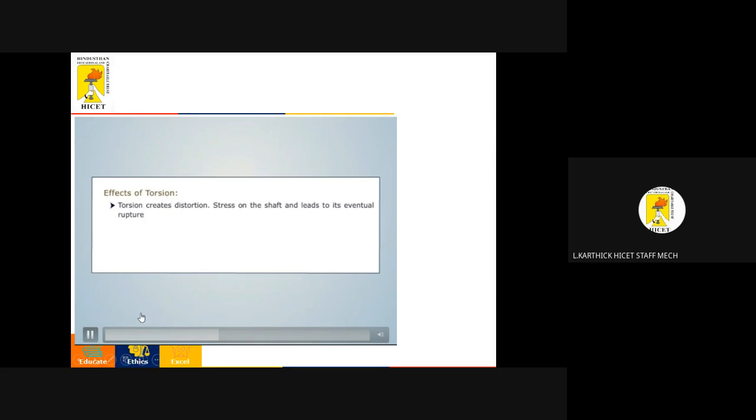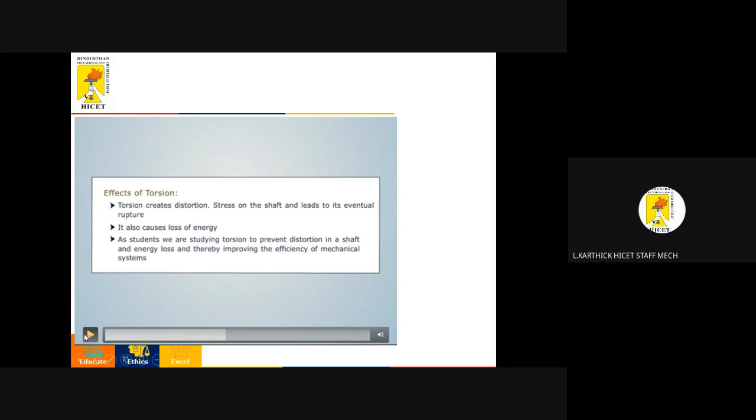So what are the effects of torsion? The torsion creates distortion and stress on the shaft, and it leads to its eventual rupture. It also causes loss of energy. Why? Because in the first picture, the shaft rotates without any disturbance, with no twisting movement. But once one end of the shaft is arrested and the other end tends to move, there will be a formation of twist. Automatically there will be a distortion, the shear stress will eventually form, at some point rupture may happen, and a major loss of energy also happens here.